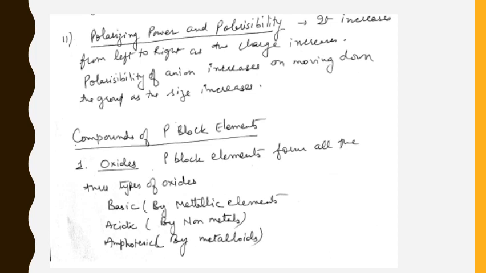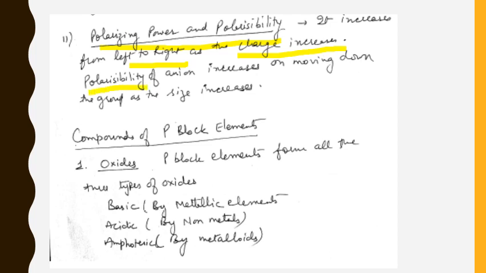The next general property we can have is the polarizing power and the polarizability, which we have understood in the ionic solids. It increases from left to right. The polarizability and polarizing power increase because it depends on the charge. Charge goes on increasing from left to right. That's why the polarizing power increases.